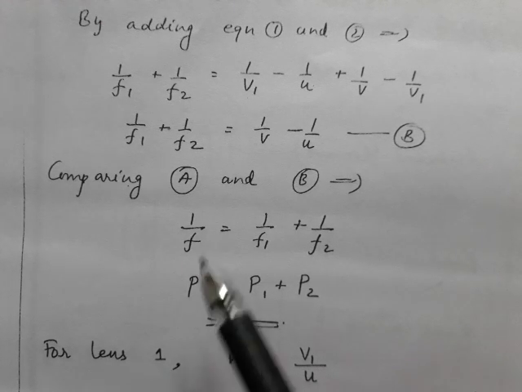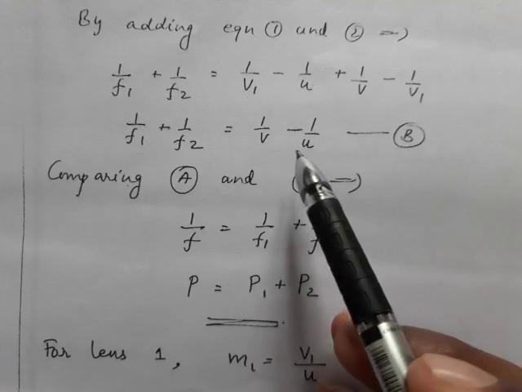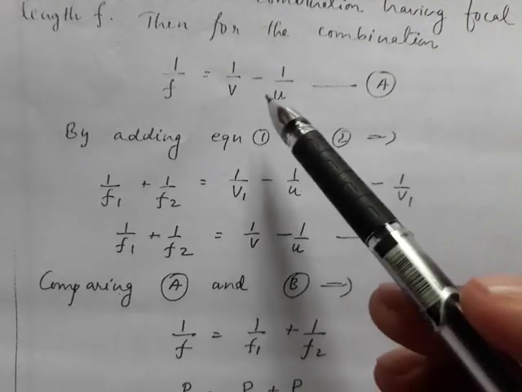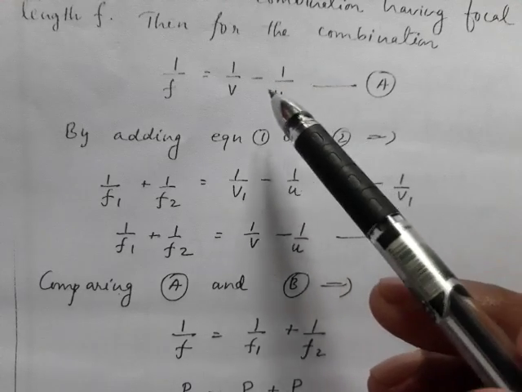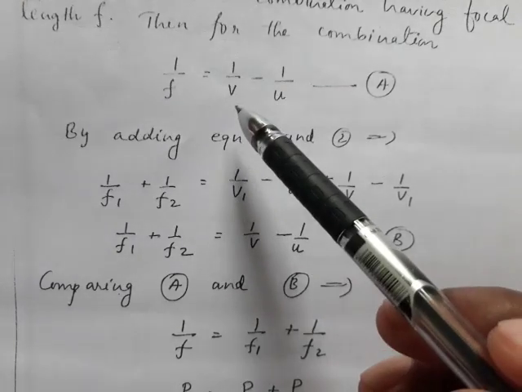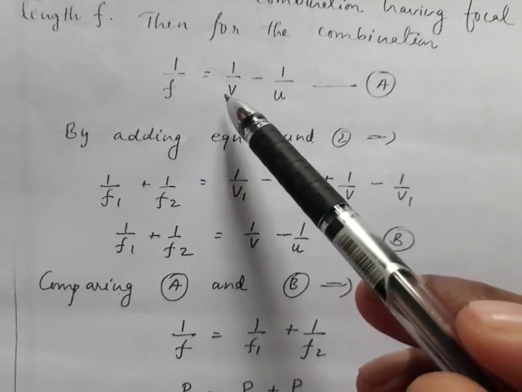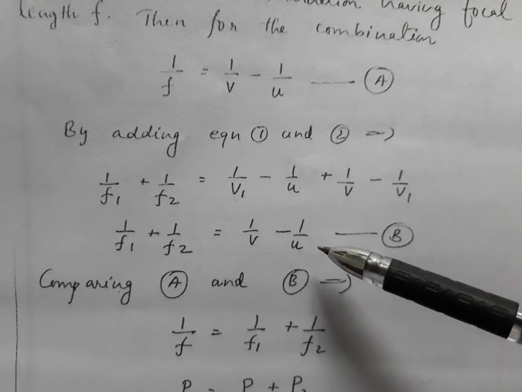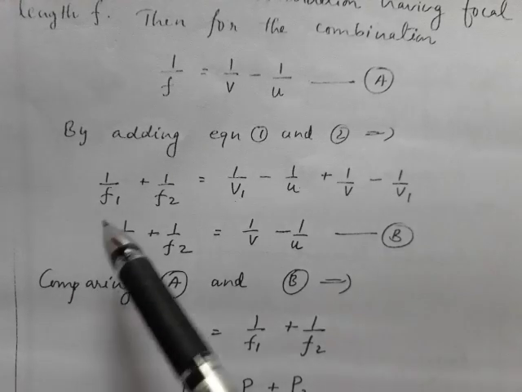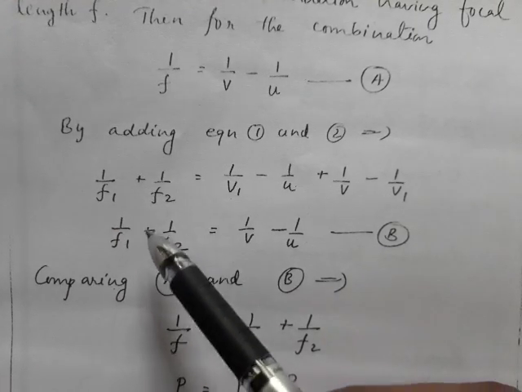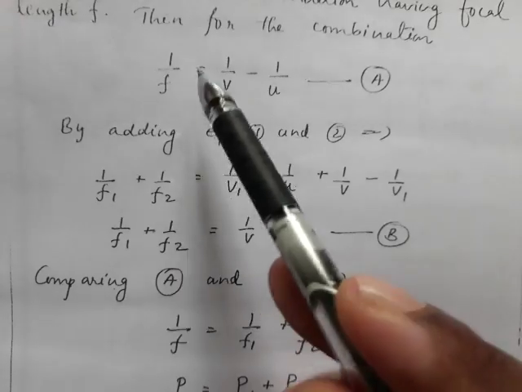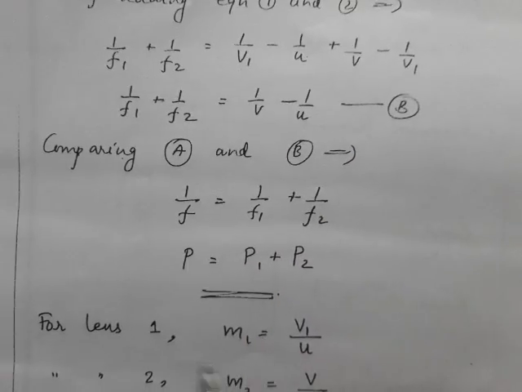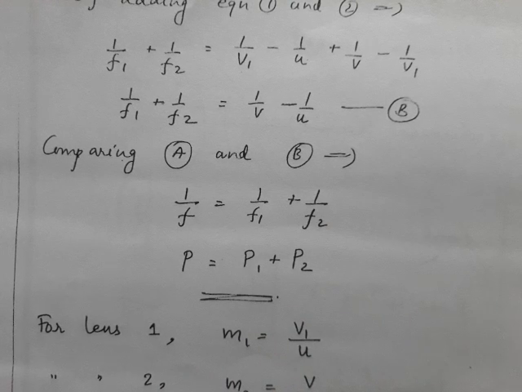So here on the RHS we got 1 by v minus 1 by u, and we said if we consider the two lenses as a single lens that has a focal length f, the equation becomes 1 by f is equal to 1 by v minus 1 by u. Now we are getting on the RHS the same 1 by v minus 1 by u. On the LHS we get 1 by f1 plus 1 by f2. So comparing these two, it is very clear that 1 by f is equal to 1 by f1 plus 1 by f2. So that is written here, 1 by f is equal to 1 by f1 plus 1 by f2.